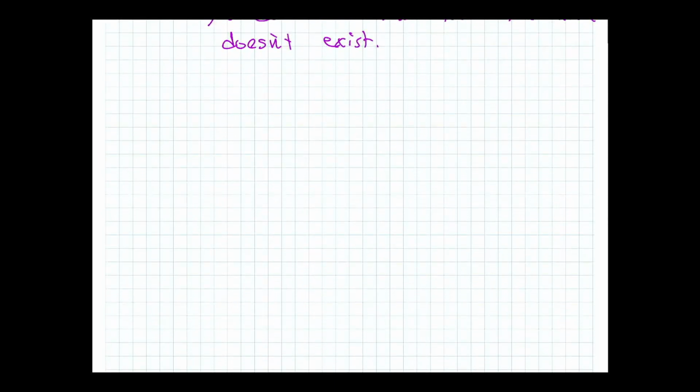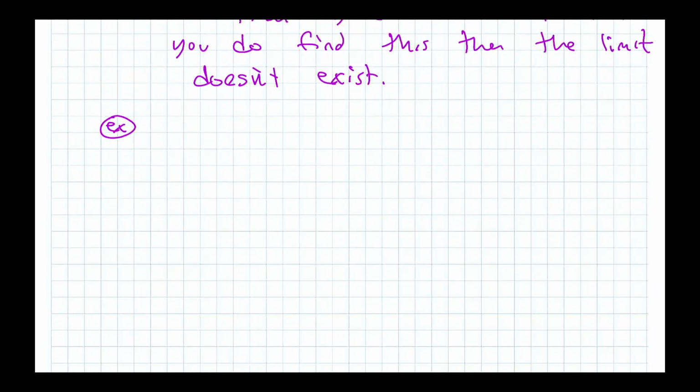So it's just going to be a little bit of practice. So let's see, how would I do this? What do I want to call this? It's not really an example. Well, I'll call it an example anyway.